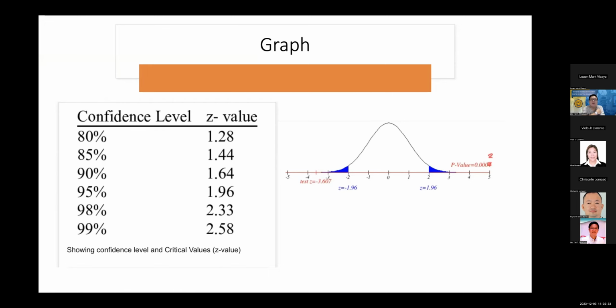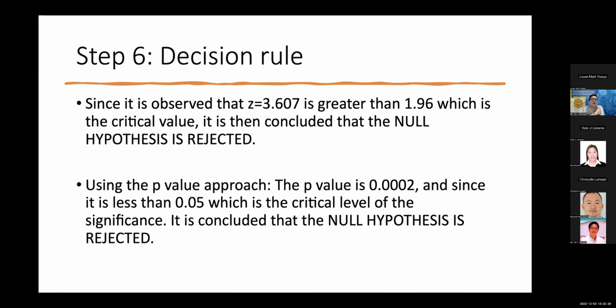Doc Gina, can you go one slide ahead? This one, sir? Yes. I think since we observed Z, isn't that supposed to be negative 3.607? Yes, sir. It's just that the question is two-tailed, the alternate hypothesis is only if there's a change, not a decrease or an increase. So when it's two-tailed, you just get the absolute value. Okay, very good.